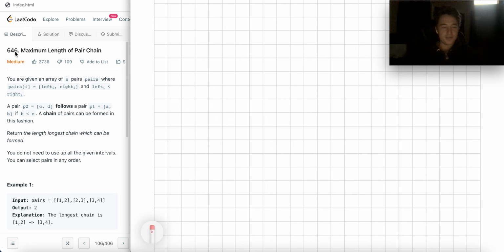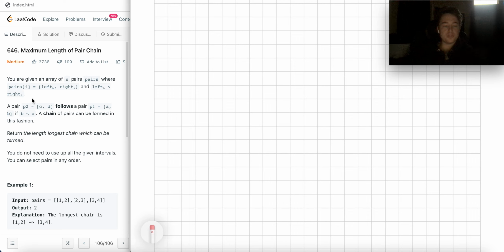Okay, so let's go ahead and get right into this problem. Maximum length of pair chain. You're given an array of n pairs, where pairs[i] equals [left_i, right_i], where left_i is less than right_i. You can think of these pairs as a set of tasks, where task i starts at left_i and ends at right_i. Of course, the time that the task begins has to be less than the time that the task ends, right? Something has to start before it ends. So that's one way of looking at this.